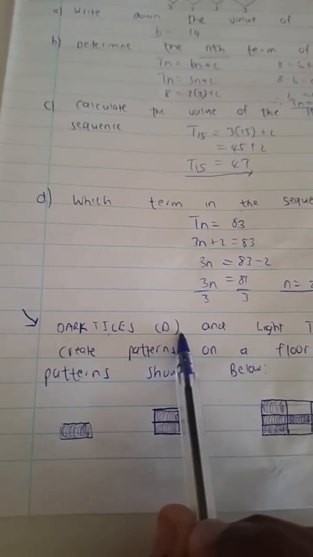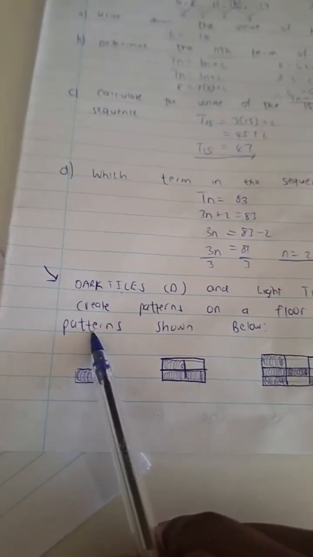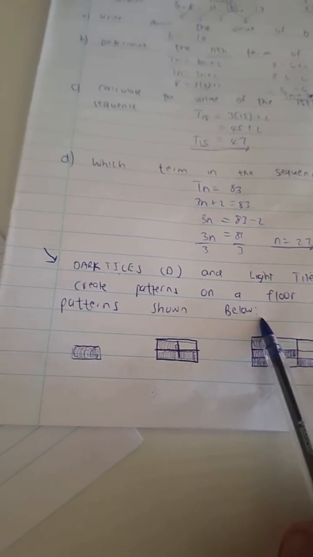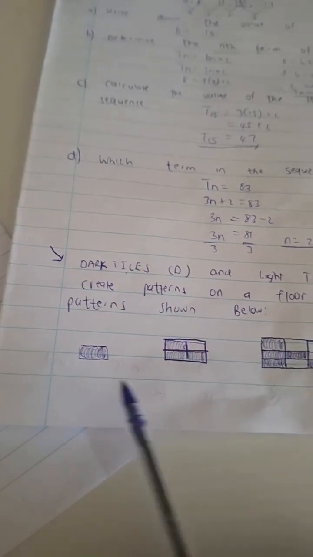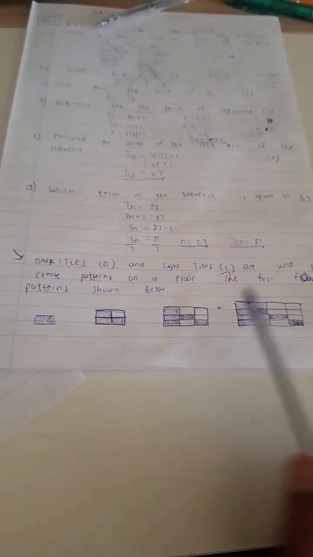We have a situation here. We have dark tiles, and we have light tiles that are used to create patterns on a floor. The first four patterns are shown below. Pattern 1, pattern 2, pattern 3, then pattern 4. These are our patterns, 1, 2, 3, 4. We have the first 4 patterns that are shown.